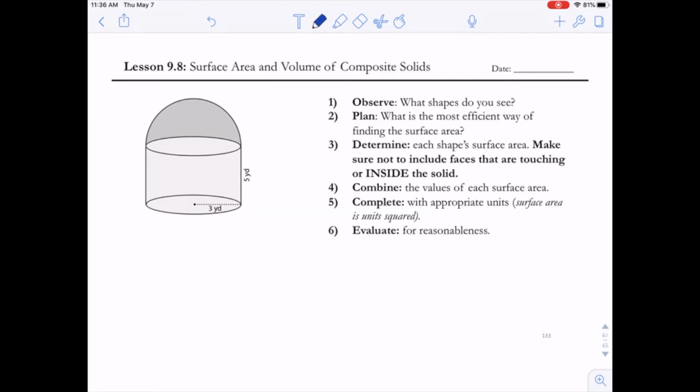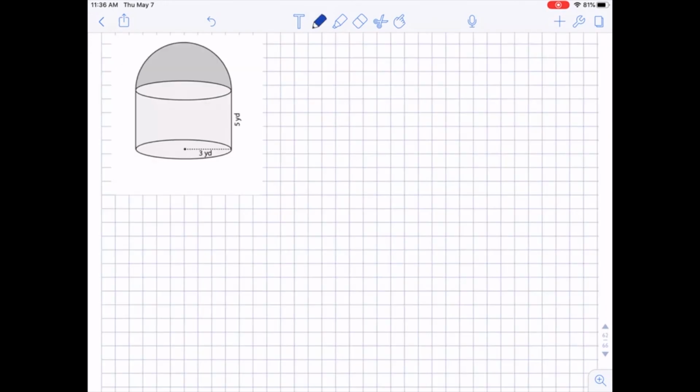Let's look at another object that uses the idea of circle. So now we have a cylinder with a hemisphere on top of it. Our surface area for a cylinder would be 2b plus ch, and the surface area of a sphere is 4 pi radius squared. For the surface area of a sphere, you never worry about the internal part. It doesn't have a base shape.